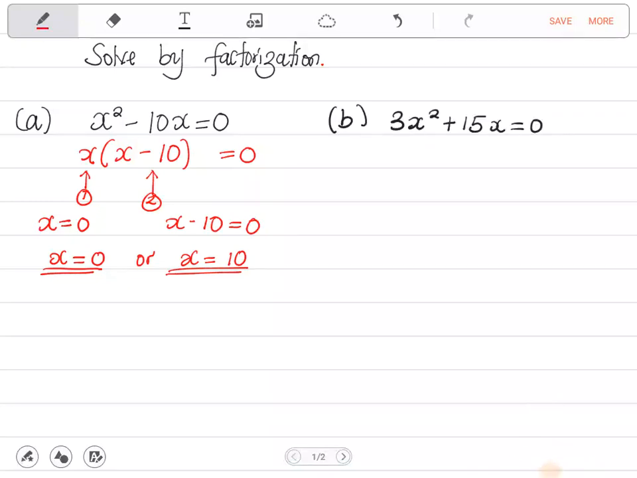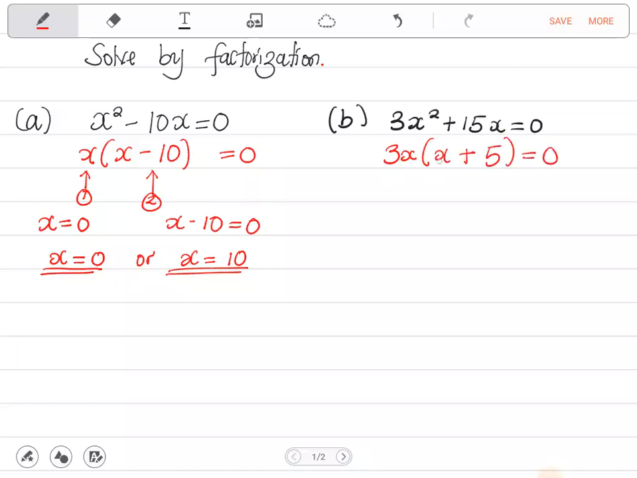The next one is 3x squared plus 15x is equal to 0. This is also by factorization, remember. So we're not going to take anything to the other side. 3 and x, they are common, so take them out. So here I remain with x, and here I will remain with 5, because 3 can go into 15 5 times, and I'll say equal to 0.